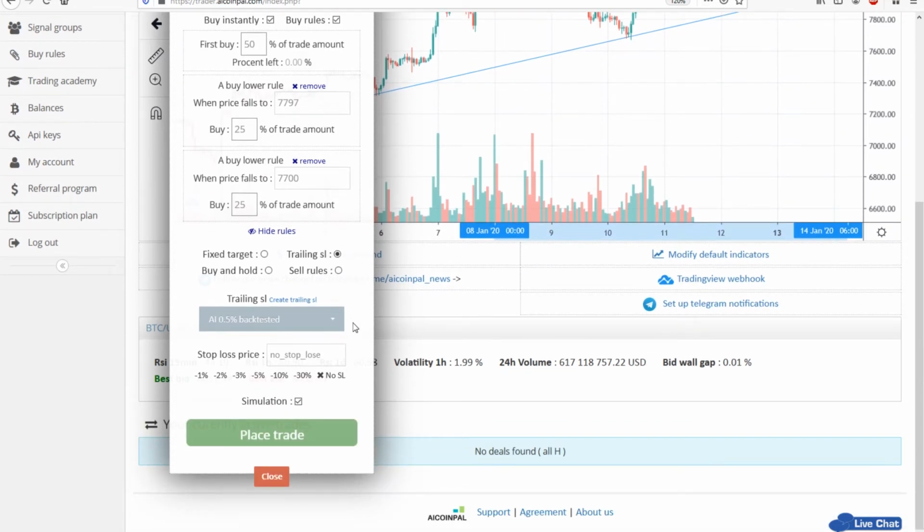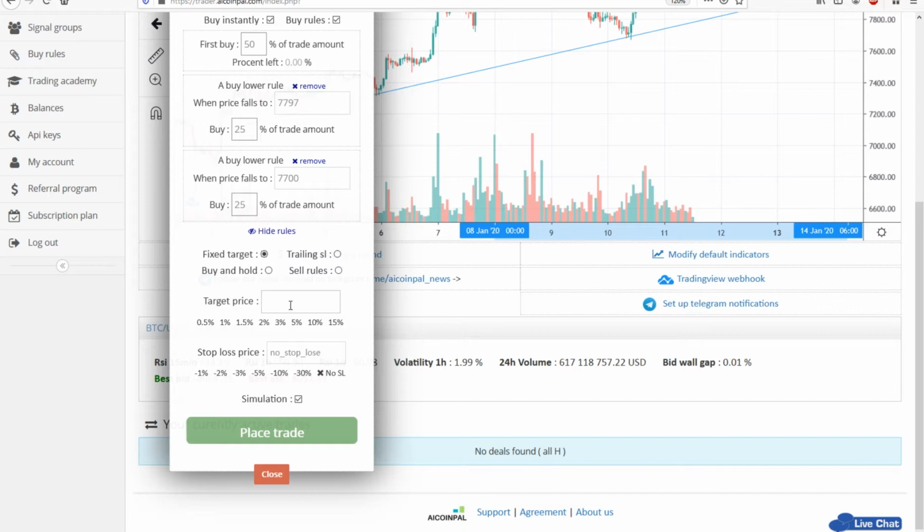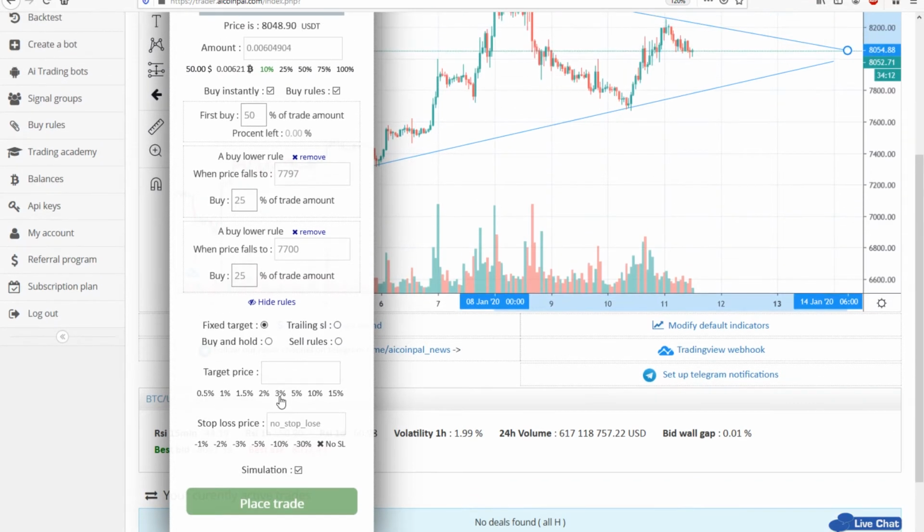Now, how do we want to sell it? We can sell it with a fixed target price, which can be 2% higher, 1.5% higher, 1% higher, or maybe 50% higher. We can select the price at which the system will automatically sell all the coins that you have bought.